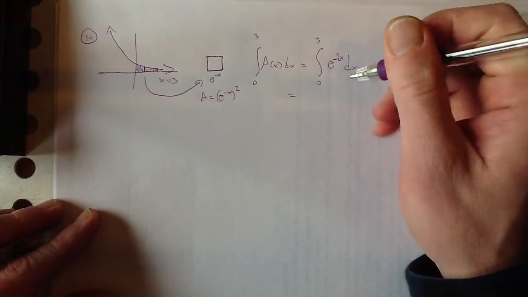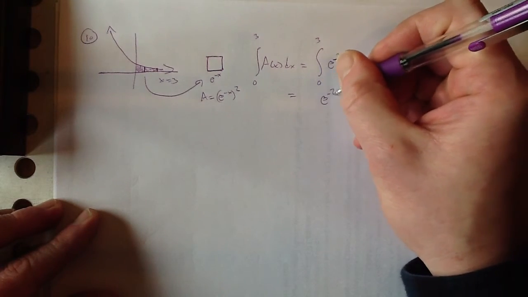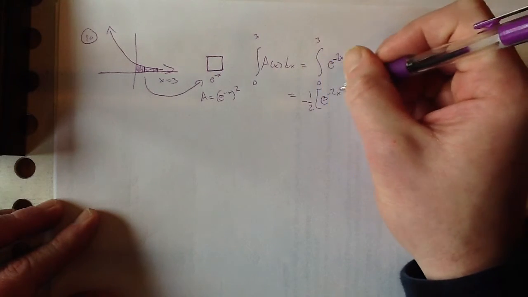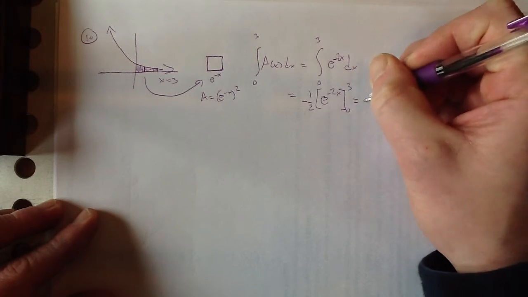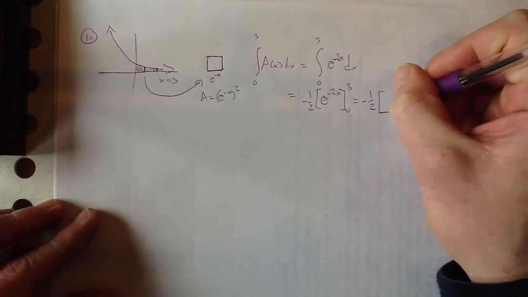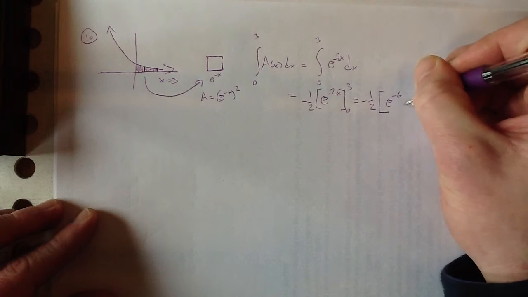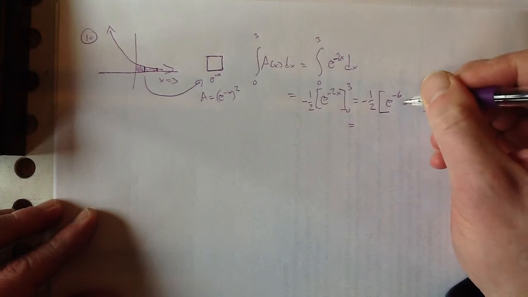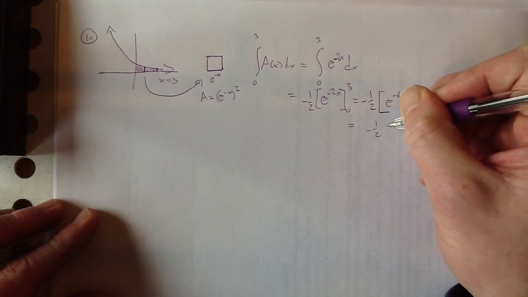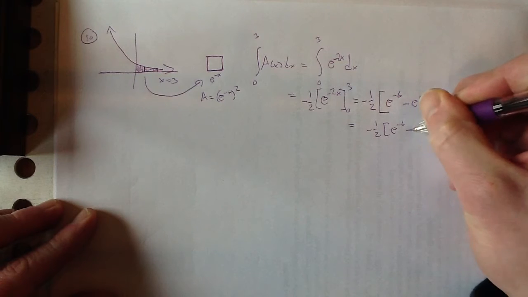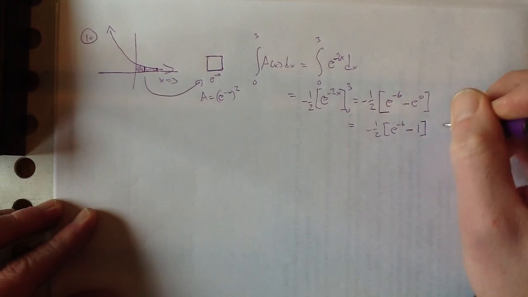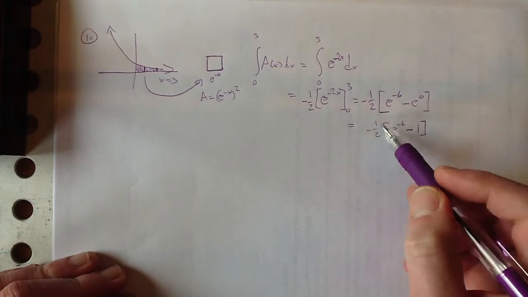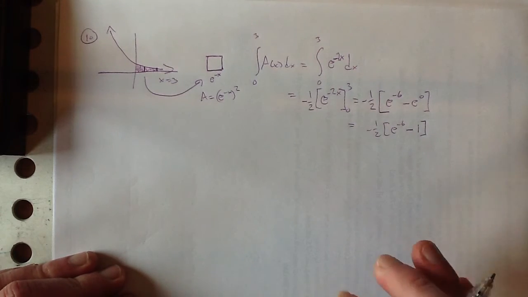The antiderivative of e to the negative 2x is e to the negative 2x divided by negative 2, from 0 to 3. Gives us negative 1/2 times e to the negative 6 minus e to the 0, which is negative 1/2 times e to the negative 6 minus 1, and that's equivalent to answer choice A, because if you distribute the minus sign, it's going to flip the signs of those.